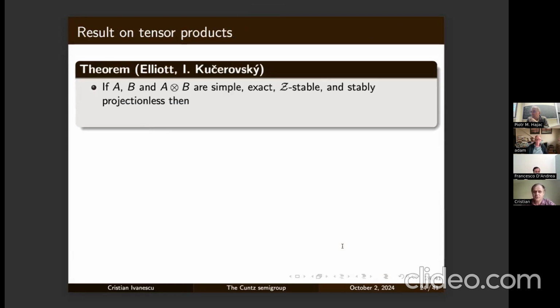Now, in a joint work with Elliott and Kucerovsky, we showed a similar result. So what is it that we showed? We showed that if A and B and A tensor B are assumed to be simple, exact, Z-stable, and very important here, stably projectionless, then we conclude that the Cuntz of A tensor B is isomorphic to Cuntz of A tensor Cuntz of B. So it's important that we assume stably projectionless.